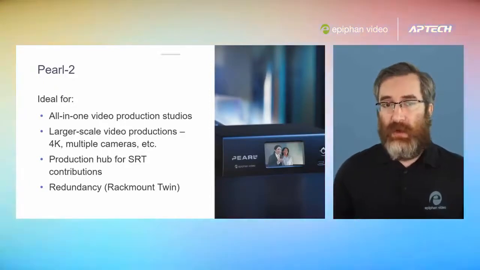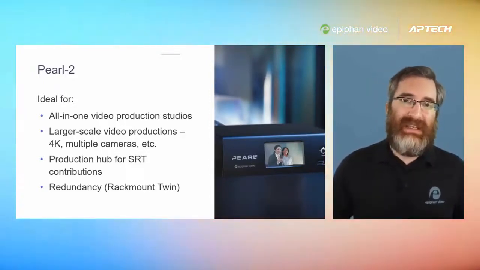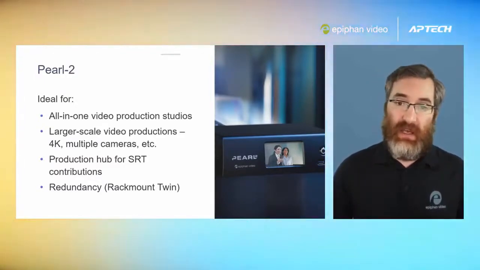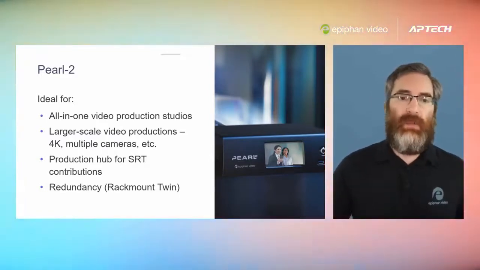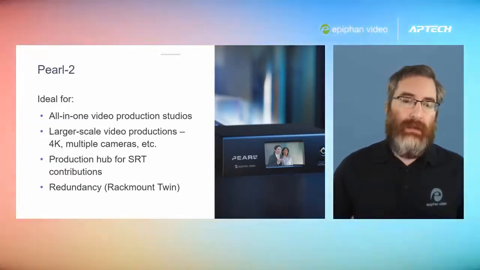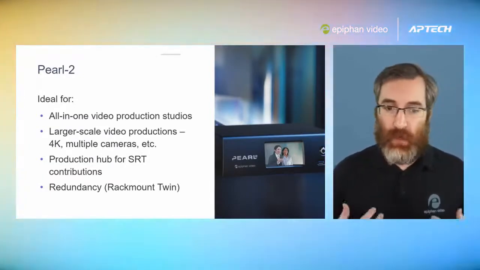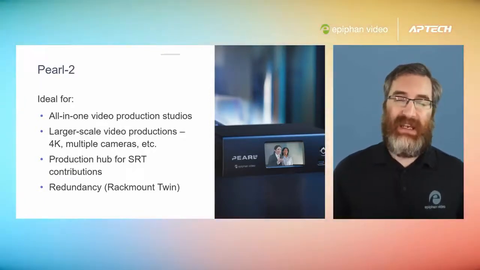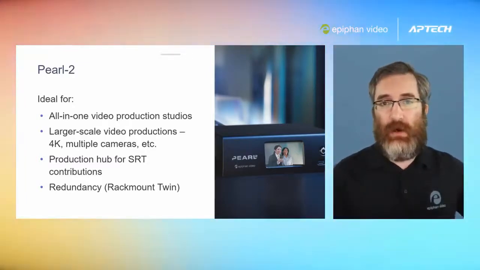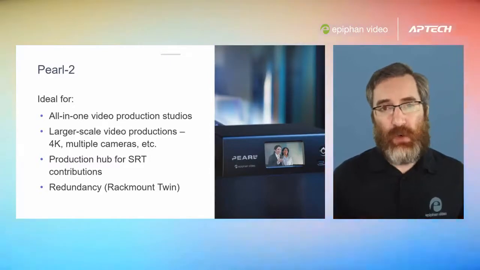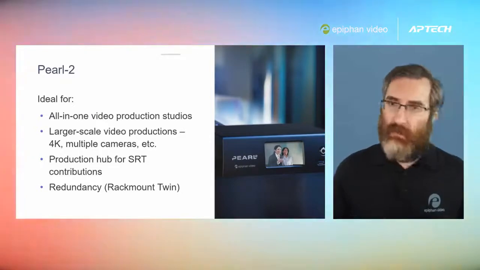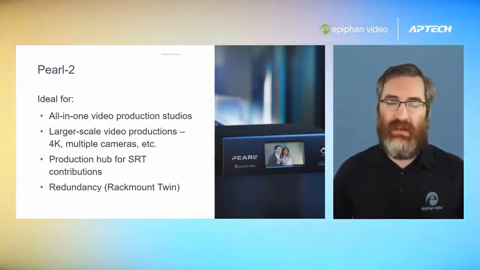So where does Pearl 2 fit? It's ideal if we need a truly all-in-one standalone video production system for maybe a permanent studio install, or maybe a larger scale video production, or maybe if I need 4K. It's a great tool as sort of the production hub to bring in as many as 6 SRT feeds. So if you think back to Nano, we were talking about SRT contribution encoding. If we were using Pearl 2 as our centralized hub, we could feed 6 Nanos into that, mix and switch them all together, and ultimately send another feed out.